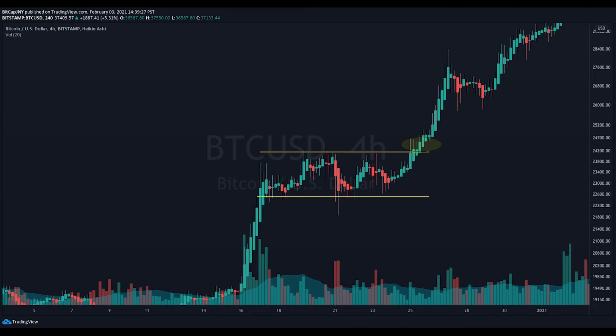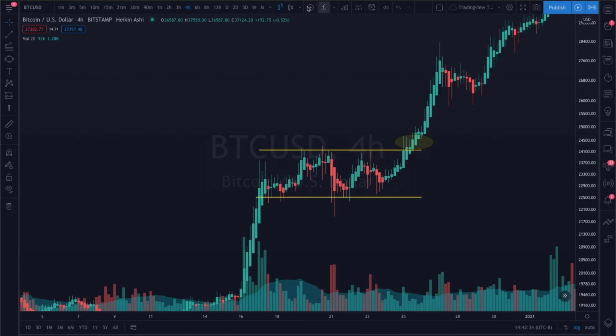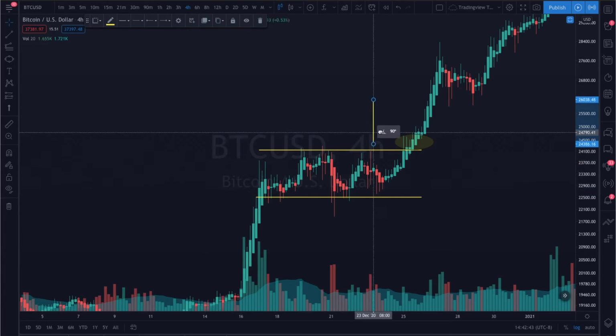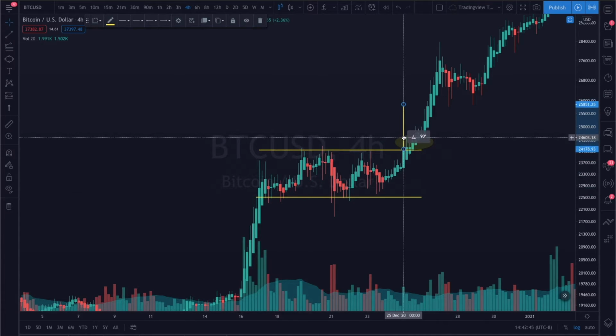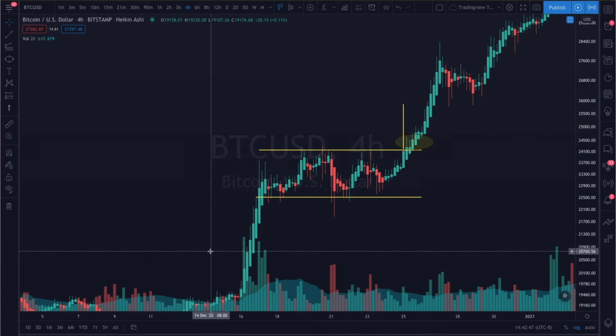Now, this pattern reaches its measured move about 80% of the time, and the way you take your measured move is if you take the high to the low of the consolidation pattern in between the 2 support and resistance lines, and you add the distance to that at the breakout of the upper trend line.